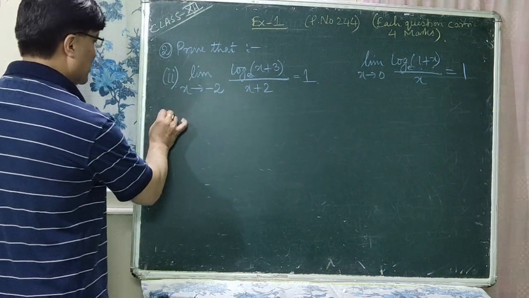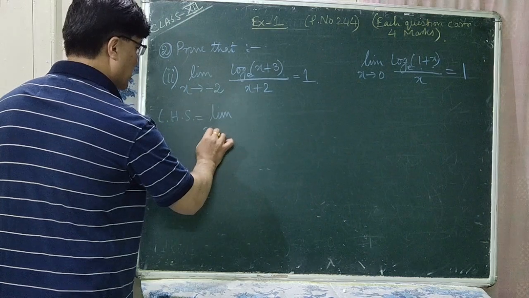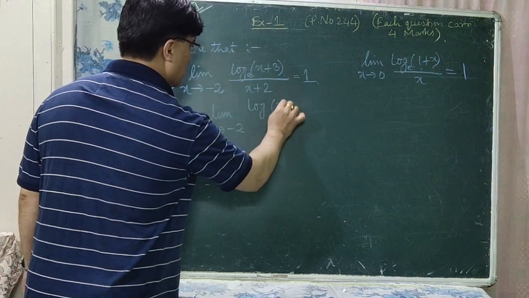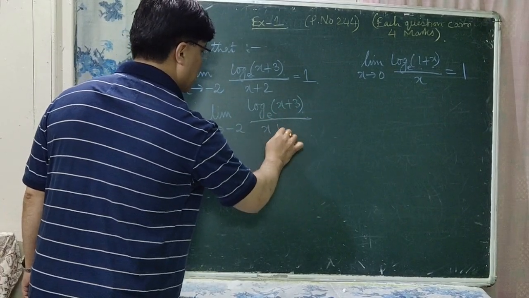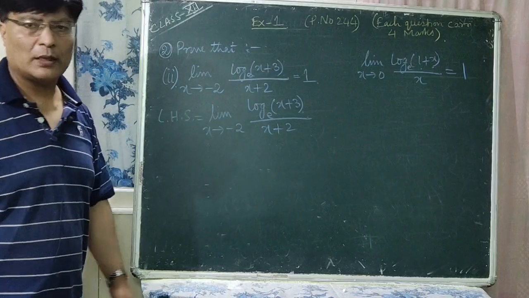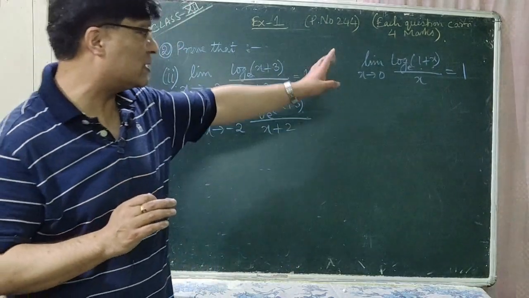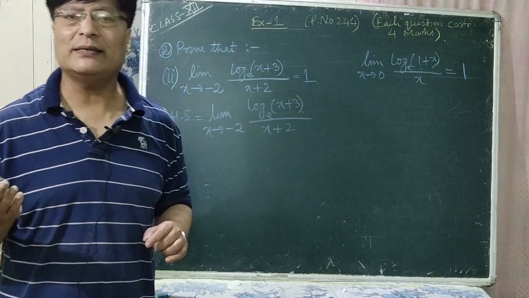So let us write down the left hand side now. So LHS is equal to limit x tends to minus 2 of log of (x plus 3) base e divided by (x plus 2). So how will you convert this given limit into that standard form? The standard form should be log of (1 plus x) divided by x.